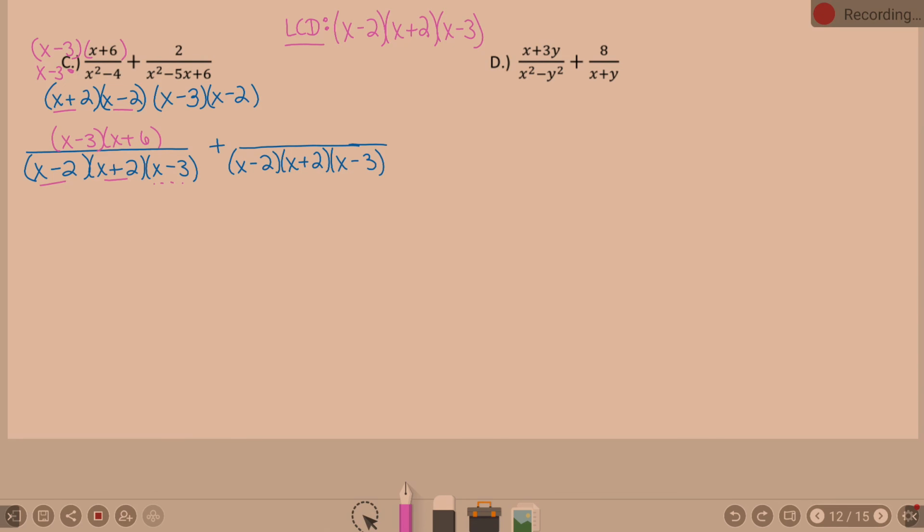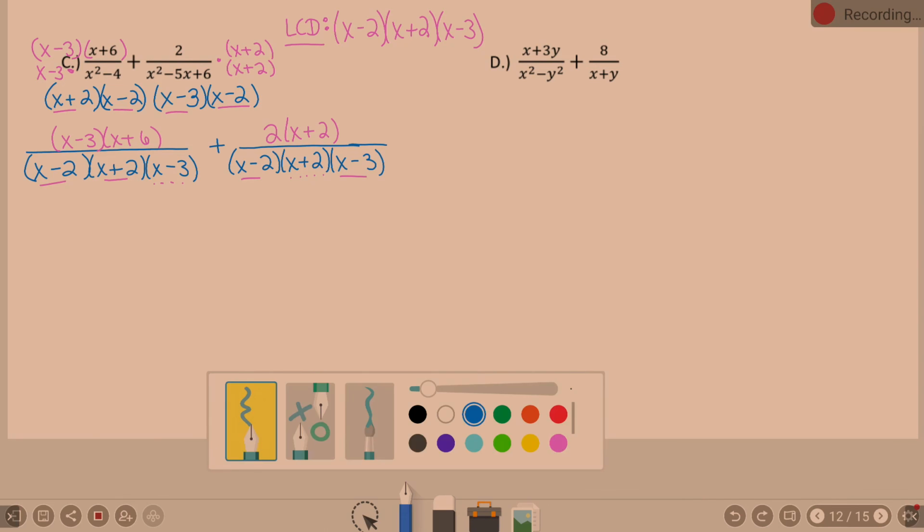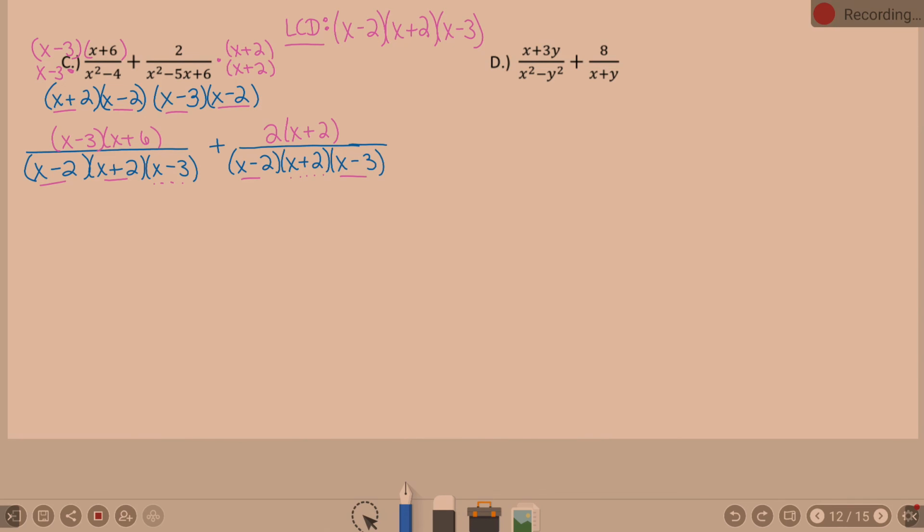Now, hold on. Second fraction. I already have x minus 2, x minus 3. What am I missing? X plus 2. So I'm going to multiply top and bottom by x plus 2. You see how I'm deciding what to multiply? So then on top, we've already got a 2, and we're going to multiply by x plus 2. There's definitely a little bit of work to do here, guys.